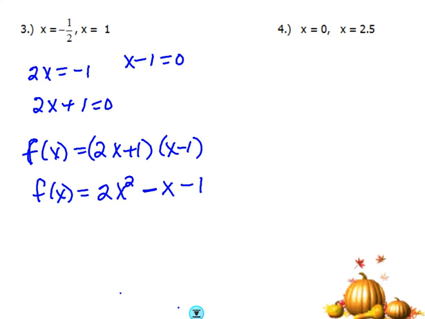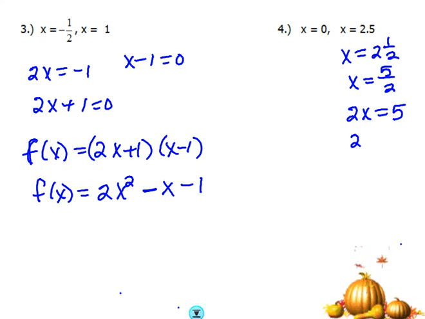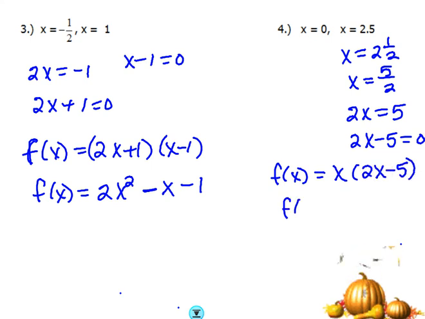Alright, how about this one? What are we going to do? So x equals 0. So x is one of my factors. Alright, what about this? Let's change this mixed number, 2.5, to an improper fraction, 5/2. So we can unsolve it. So we're going to multiply by 2, subtract 5. So my two factors are my x and my 2x minus 5. So distribute the x, and there's my function.